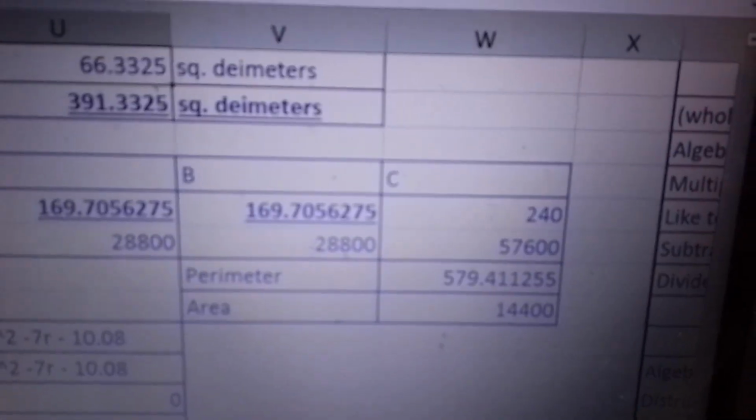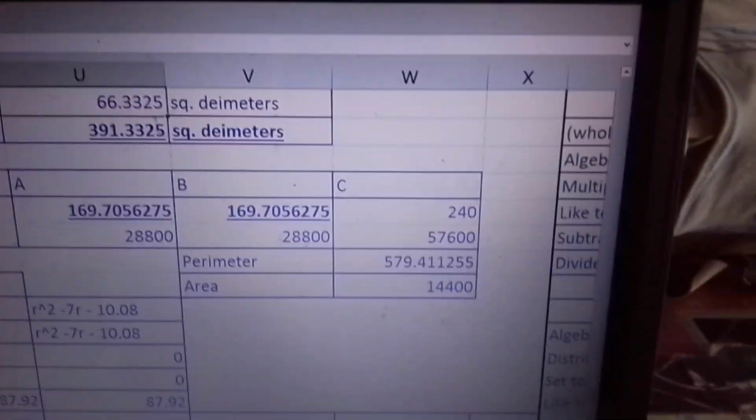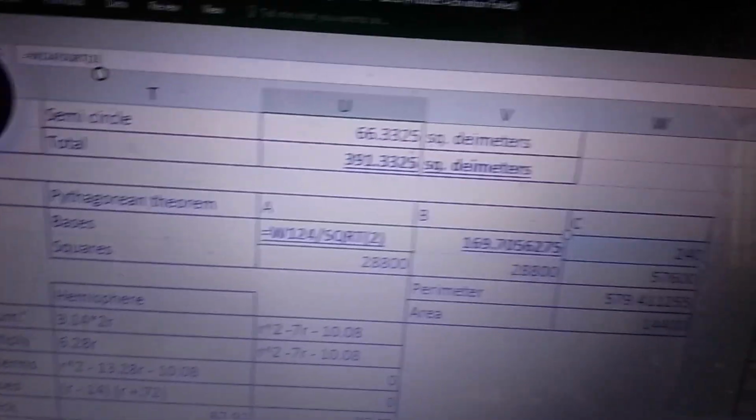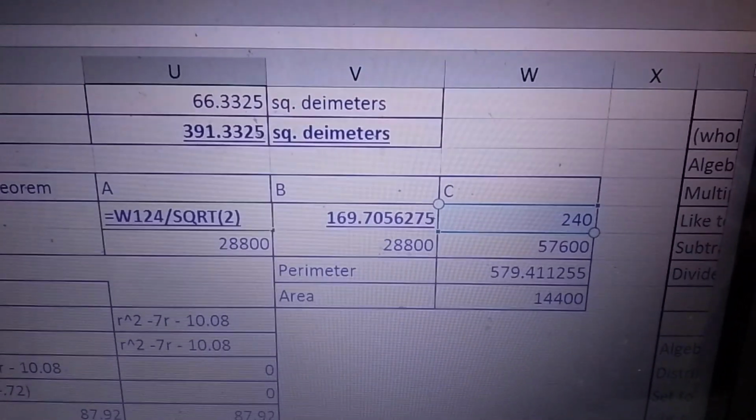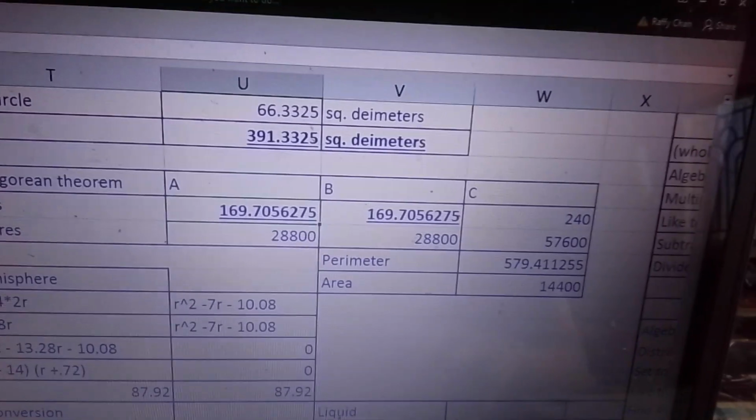If I remember, here we have 240 millimeters, right? And then this one, we divide by the square root of 2. So this is our formula. I click on the cell here, and then divide by the square root of 2. And we should get this answer. Yeah, so that's the answer.